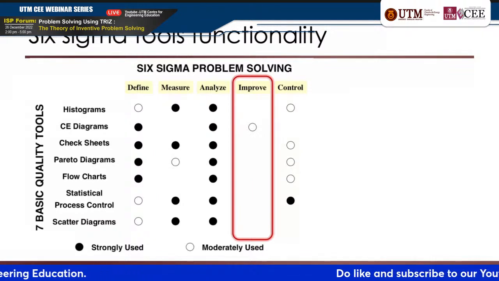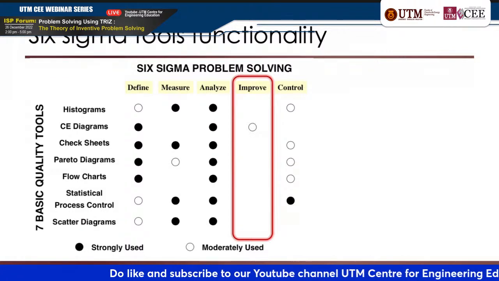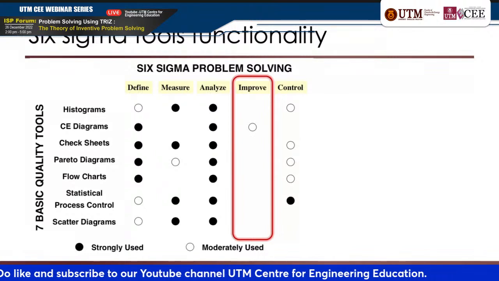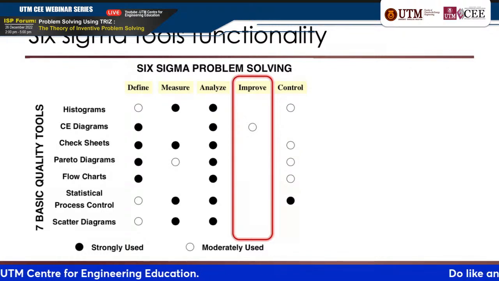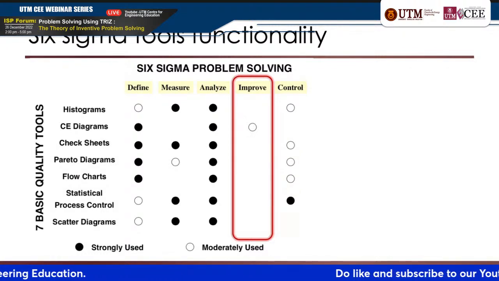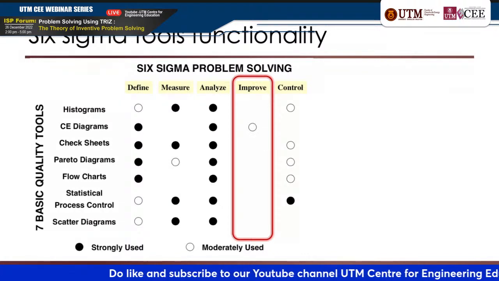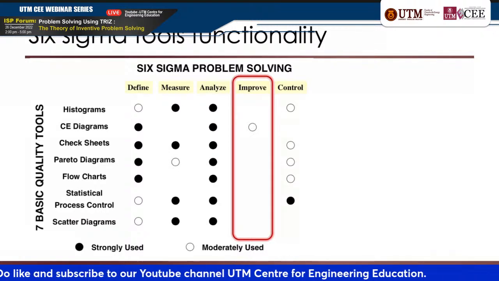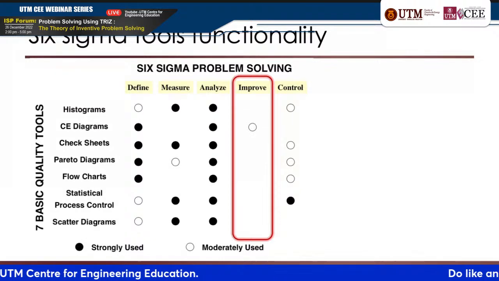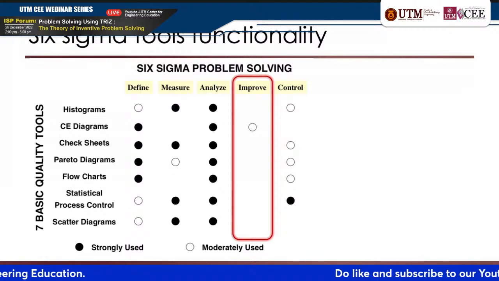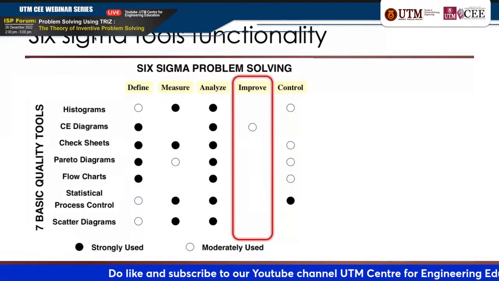We have the histogram, check sheet, Pareto, flowchart, statistical process control, SPC, and so on and so forth. All of these tools help us to measure the parameters of our process and our condition, and eventually we look into the potential and the strategy for how we are able to solve the problem successfully. So these are the things that we need to focus on.